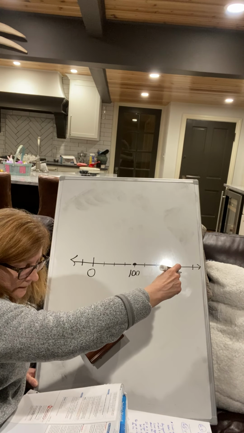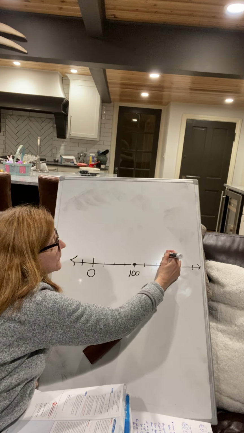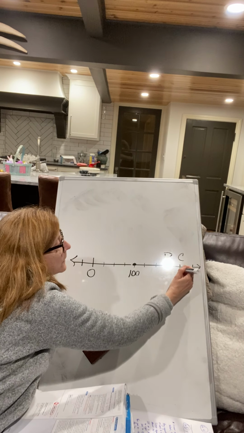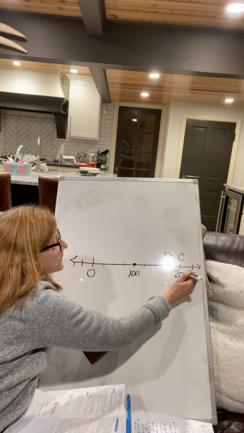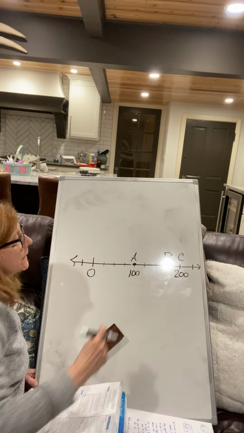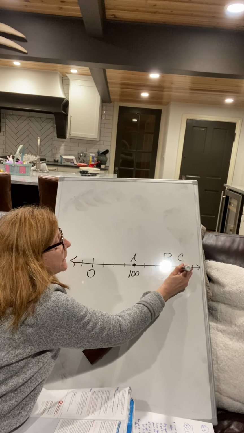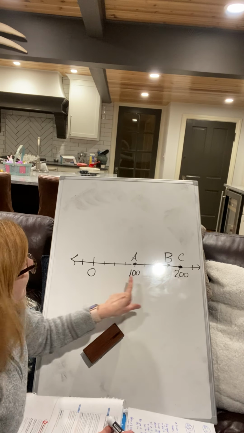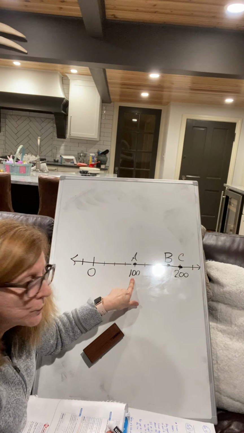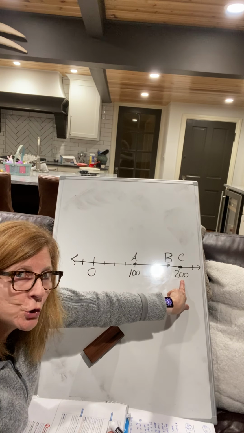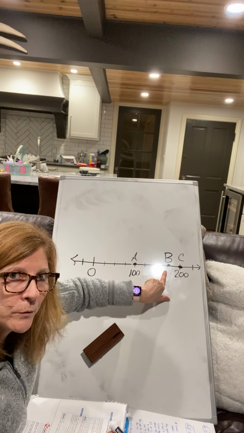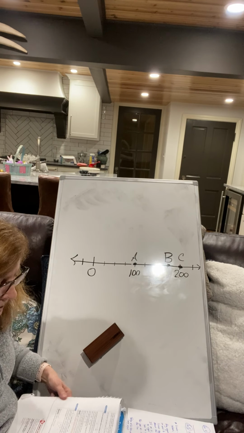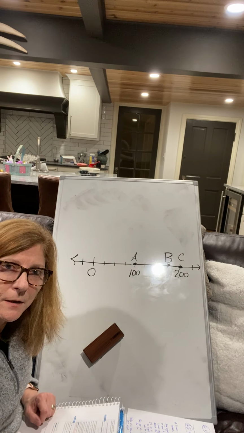And that is not labeled. And then I have a point over here, and this is 200. And this is point A. So we have 3 points on this line: point A, point B, point C. A is worth 100, C is 200, and they want to know, what number would B be? If A is 100 and C is 200, what would B be?